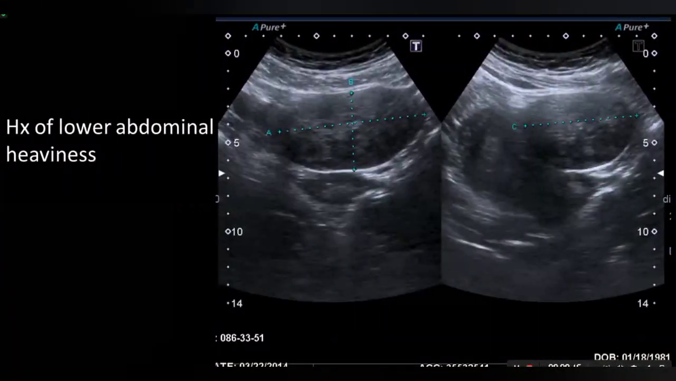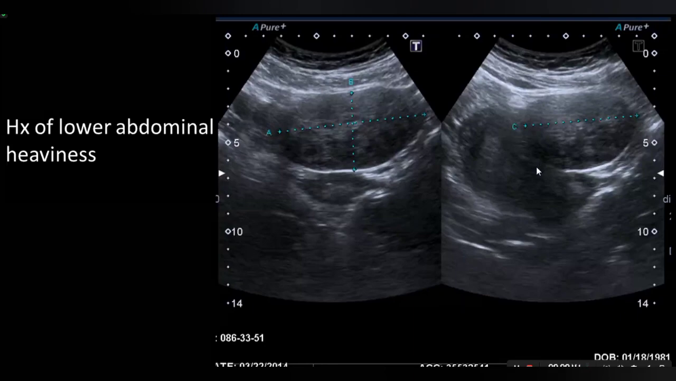So these are images taken from per-abdominal examination, and in this case you see that the uterus is anteverted, and we see an iso to hypoechoic, well circumscribed lesion anterior to the uterus. It is inseparable from the uterus, and the finding is due to the subserosal fibroid.